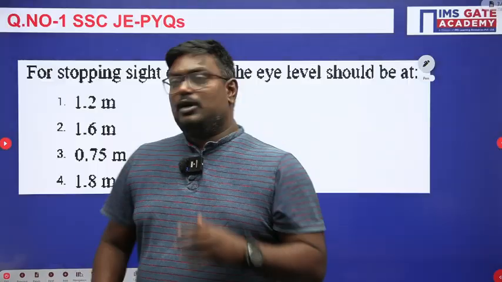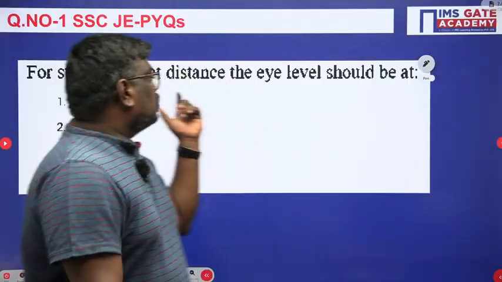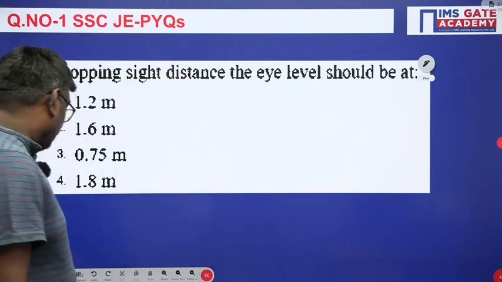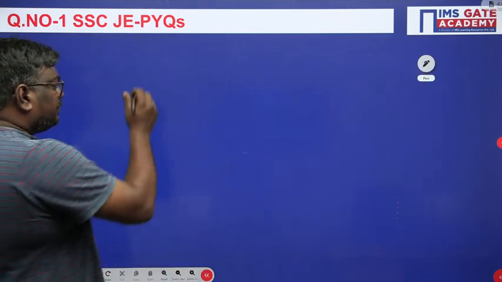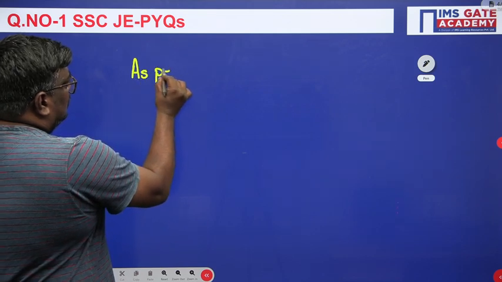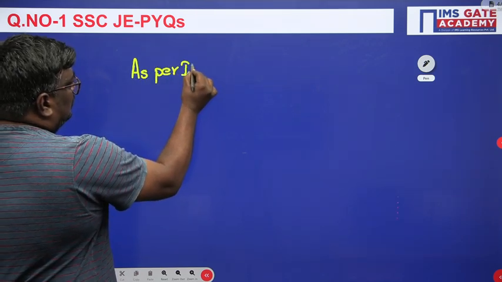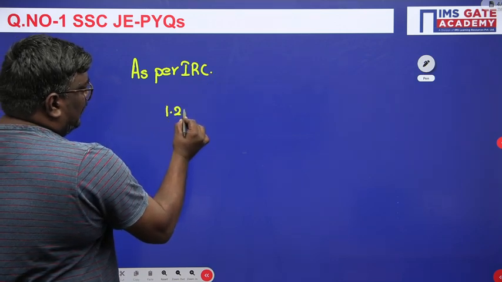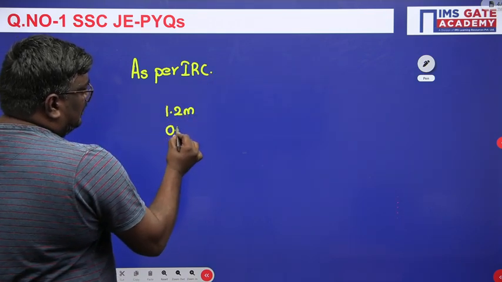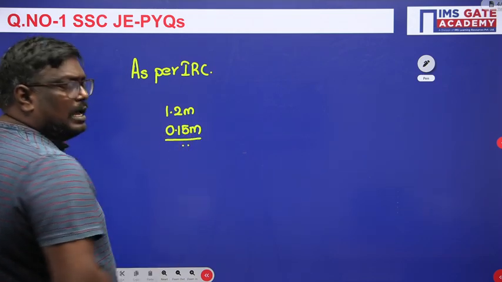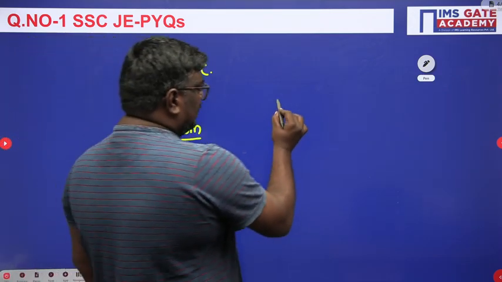Now let us quickly go into the questions. For a stopping sight distance, the eye level should be at what height? This is as per the IRC code. See students, as per the Indian Roads Congress, usually the eye level of the observer is 1.2 meter and the height of the object which he sees will be 0.15 meter. And let me tell you some more concepts about SSD.